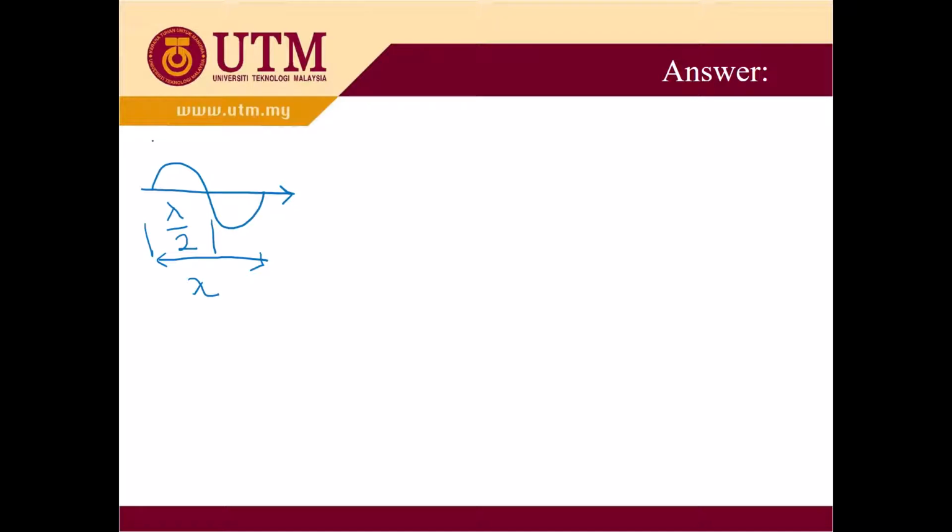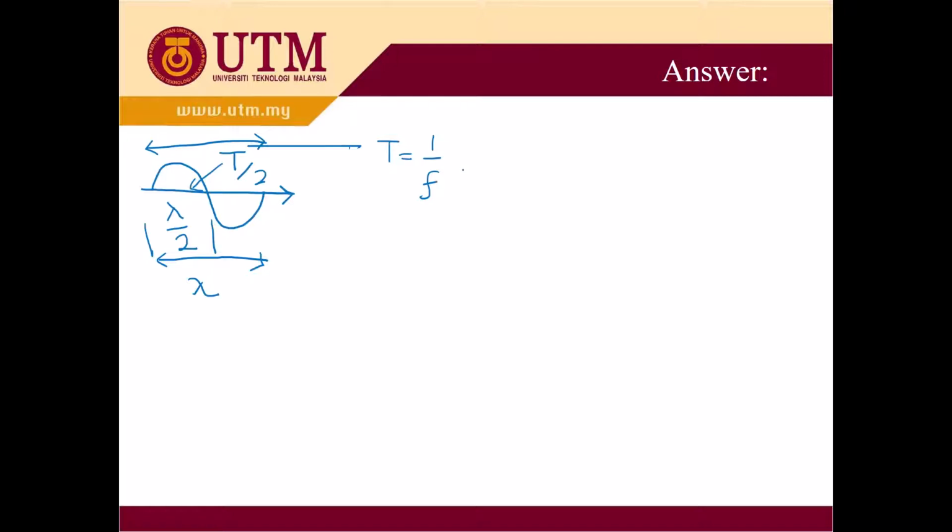The time taken to travel the complete cycle is equal to the period of the wave, which is T. So for the half cycle, it should be T over 2. This is the information that we have. So how to find the T? We can find it by using T equal to 1 over f.